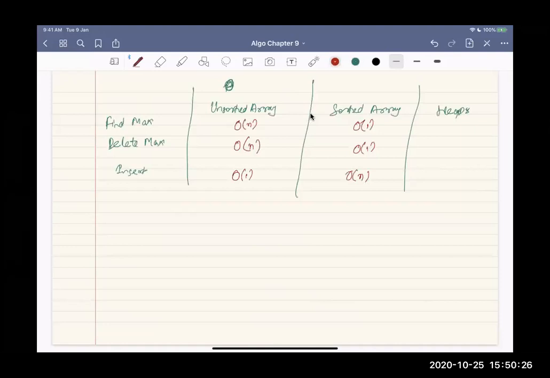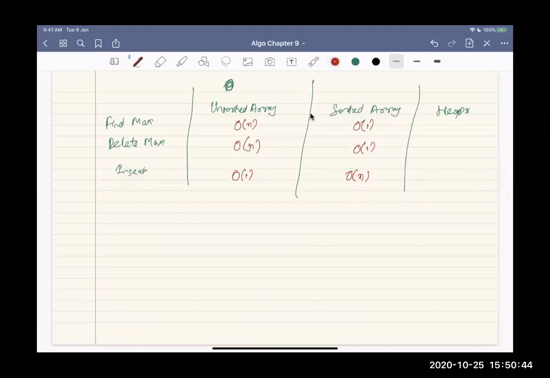So there was one thing where the unsorted array was good, but the sorted array was not very good. And insert can happen for all the elements, and the complexity will go n squared if there are order n elements to insert. I don't want that. I want at most log n.